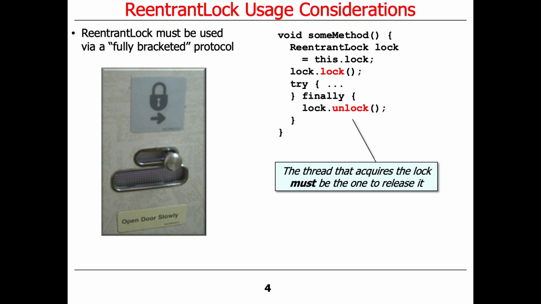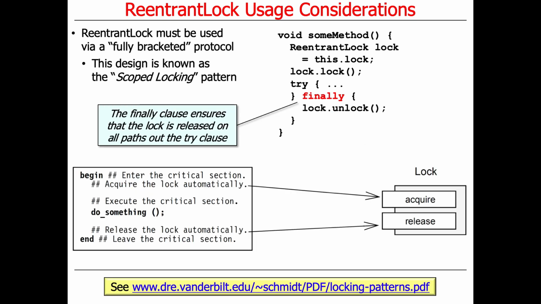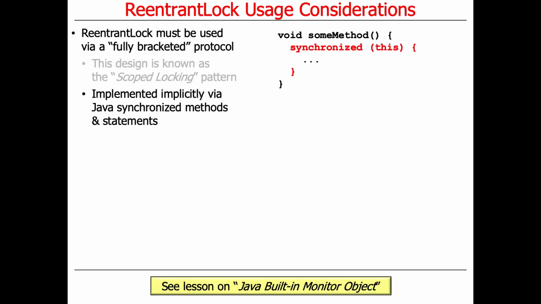First and foremost, a ReentrantLock must be used in a fully bracketed way. So the thread that acquires a lock must be the one to release it. This is something that's often known as the scoped locking pattern, which was a POSA2 pattern that you can read here. I wrote this, again, about 23 or 24 years ago. And it describes this concept of acquiring a lock when you come into a critical section and having it automatically released. You can do this in Java by using a finally block.